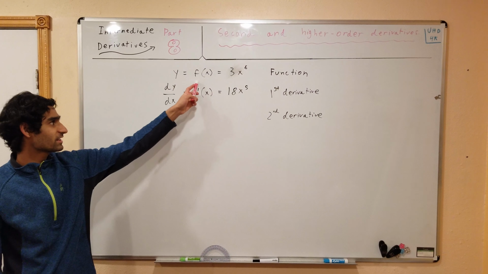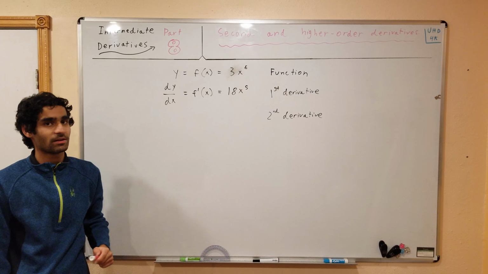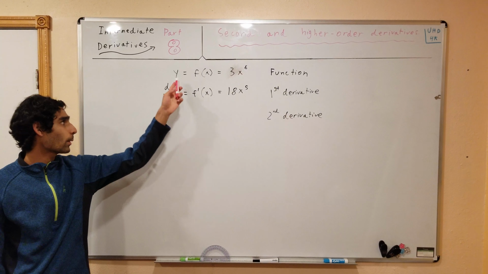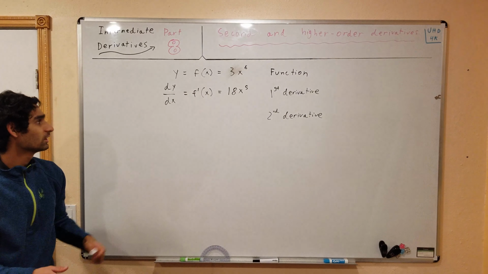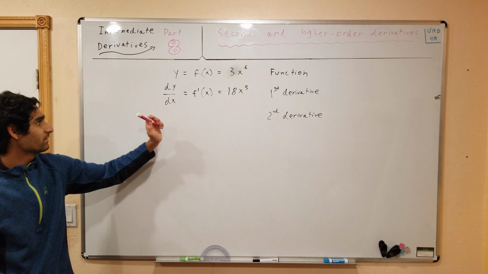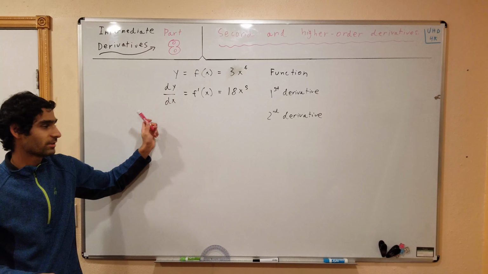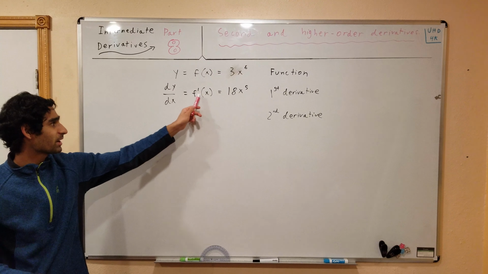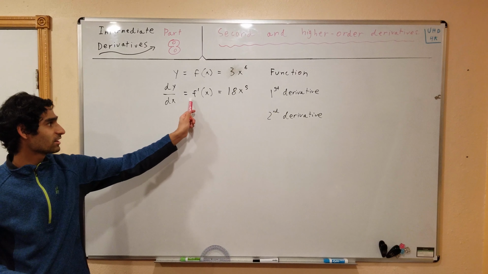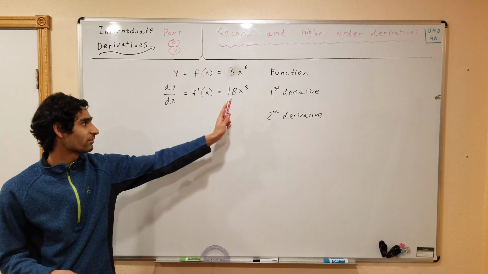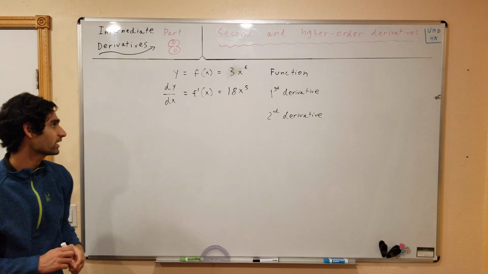Up here we have our function f of x is equal to 3 times x to the power of 6. We can also write it as y equals 3 times x to the power of 6, where y of course is our output variable. We know how to take the first derivative. We can express it as dy over dx, which means the derivative of y with respect to x, or we can write it as f prime of x, which just means the derivative of f of x. And that of course is going to be 18 times x to the power of 5. We just had to use the power rule for that.